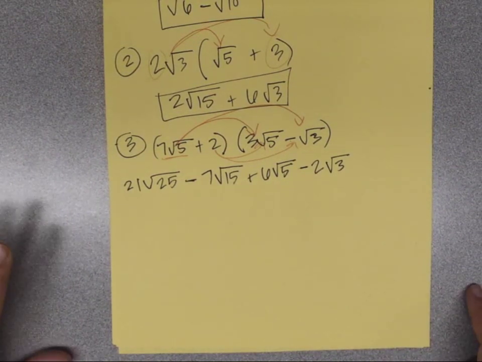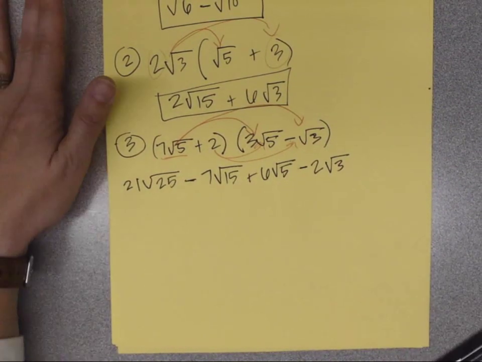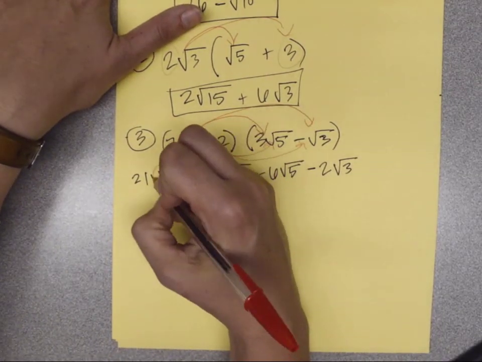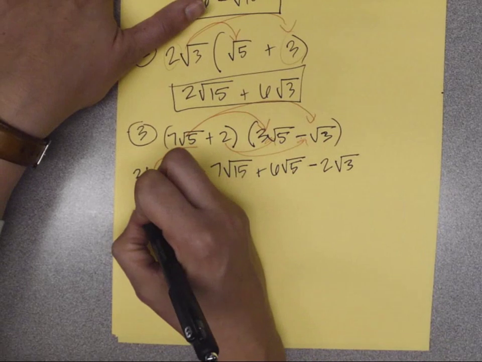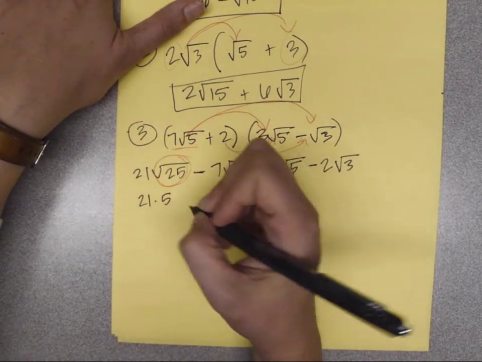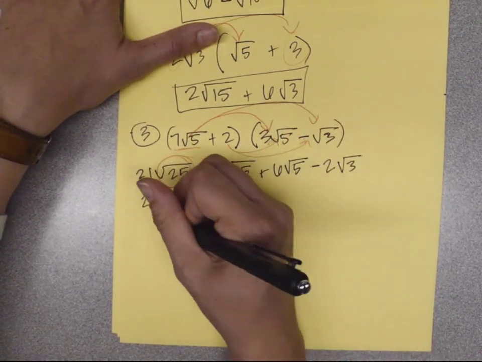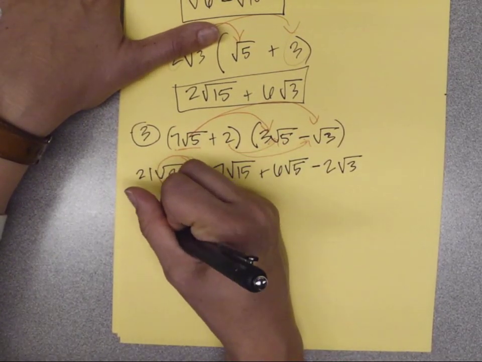From there, you see if there's anything you can simplify or combine. So if you look at this first part, 21 times the square root of 25, can I take the square root of 25? Yes, I can. It is 5. And 21 times 5 is, off the top of my head, 105. So I get 105 from that.